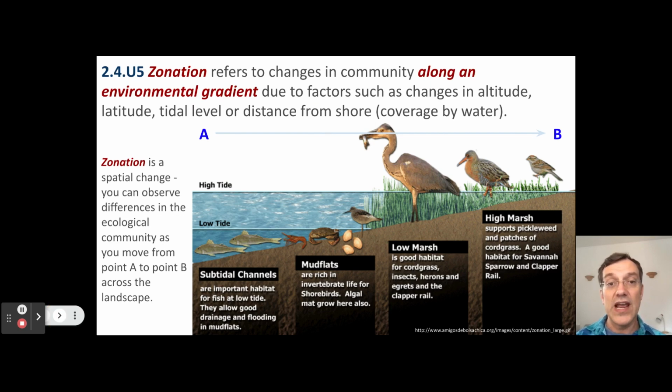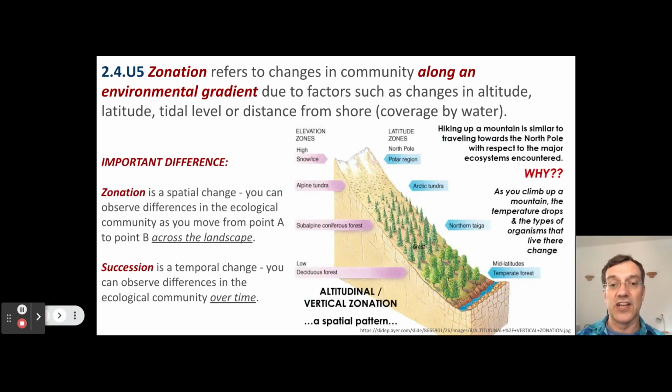First, zonation refers to changes along what's called an environmental gradient. It's a spatial change across the landscape. So how do different abiotic factors and living organisms change from point A to point B? A really clear example of this is as you move from lower altitudes, so lowlands, up into the mountains. The community of plants and animals that you find there change as a result of different environmental factors.